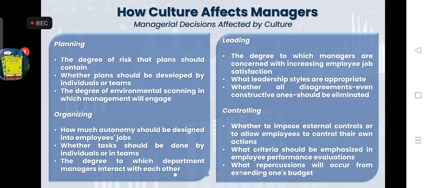The third one is leading: the degree to which managers are concerned with increasing employee job satisfaction, what leadership styles are appropriate, and whether all disagreements, even constructive ones, should be eliminated. Those are the managerial decisions affected by culture that managers should possess. Lastly, we have controlling. It is whether to impose external controls or to allow employees to control their own actions.